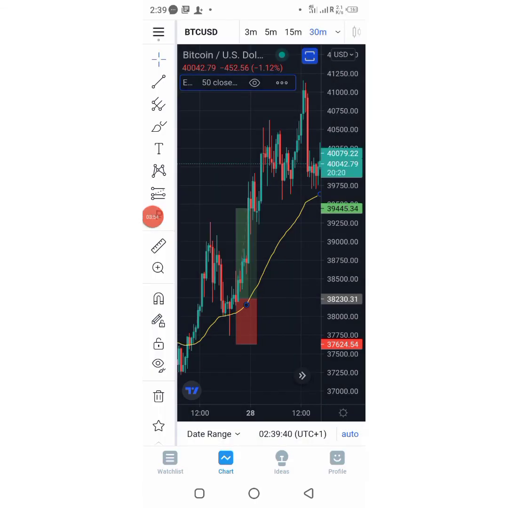As you can see, this is a really simple crypto and Bitcoin trading strategy that beats buy and hold. If you trade this consistently, you are going to make a good amount of money, guys.